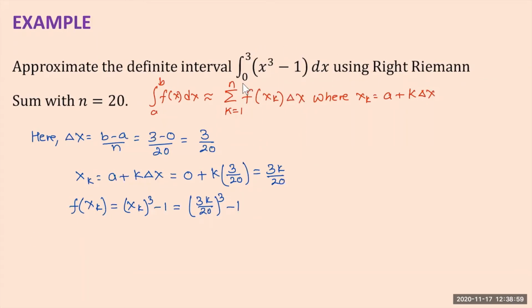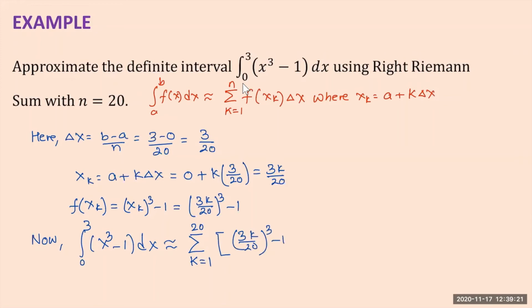Let's do that. Now the value of the definite integral from 0 through 3 of x cubed minus 1 with respect to x will be approximately equal to the sum where k goes from 1 up to n, which is 20, of f of xk, which is 3k over 20 cubed minus 1, times delta x. Delta x is 3 over 20. Now we can type this in our calculator to get the value. If we type this in our calculator, it will be approximately 19.3256.